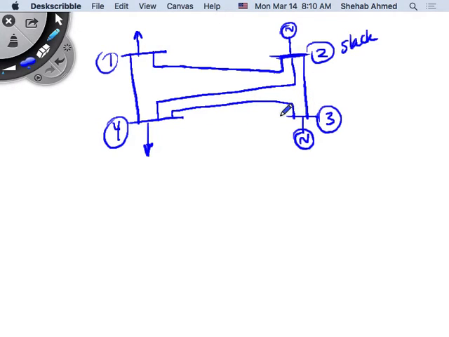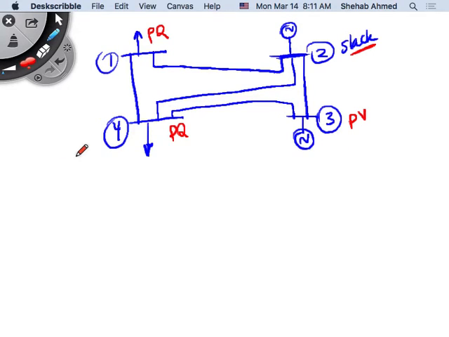Okay, so this is the system that I have. Again, the first step is to identify your types of buses, right? So bus 1 would be what? It's a load bus or a PQ bus. Bus 2 is a slack bus. Bus 3 is a generator or PV bus, and bus 4 is another load bus, right? So these are the types of buses identified.